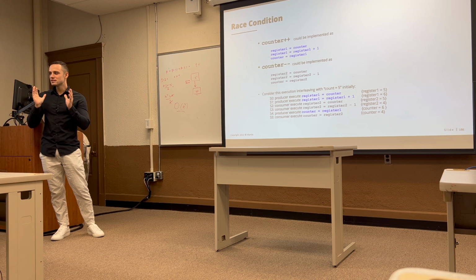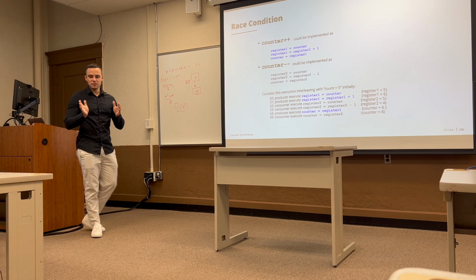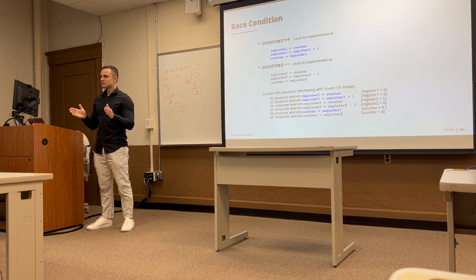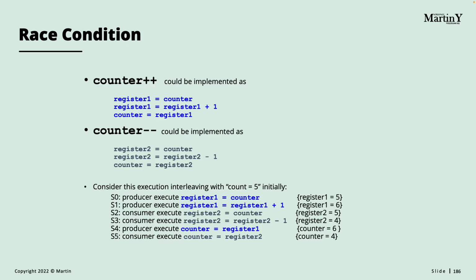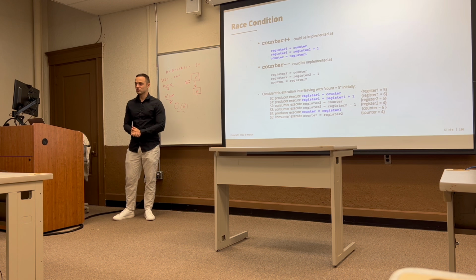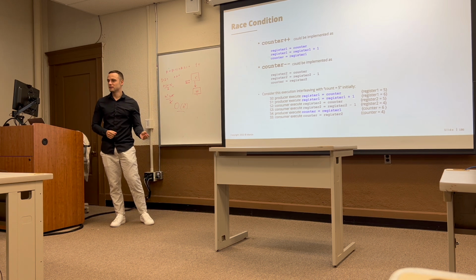So imagine this in your mind. You have a memory location, and in this memory location we have 5 elements, counter equals 5. Then we have one thread that is adding one element, and one thread that is taking one element. So how many elements are left? 5. The actual answer is 5, because the producer produces one element on our buffer or on the memory location, and then the consumer is taking one element.